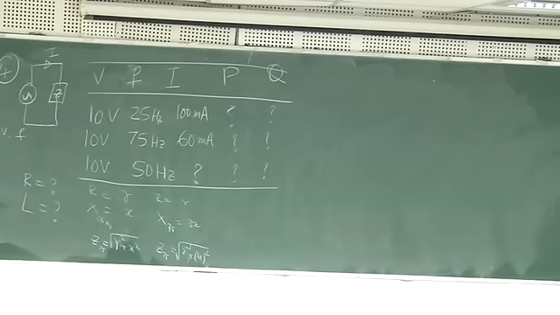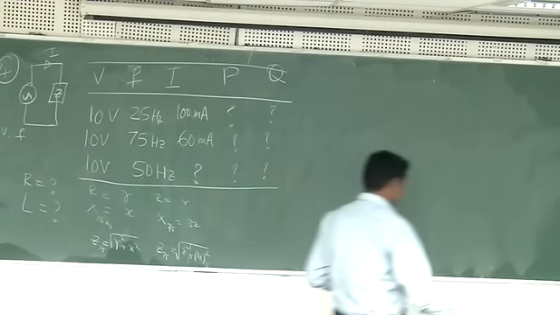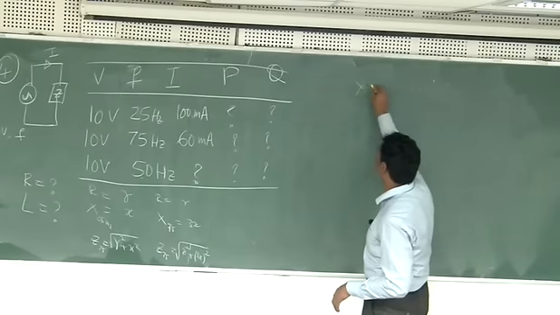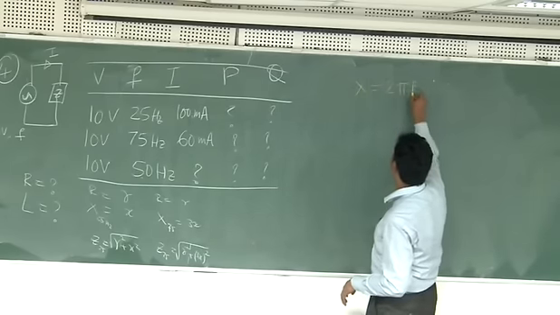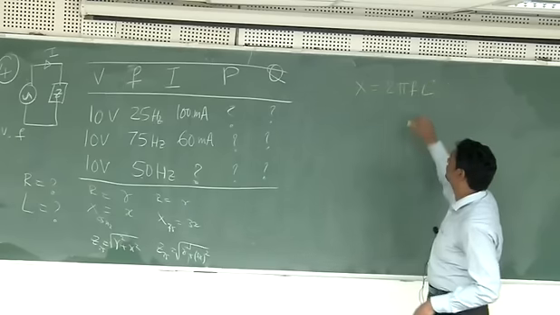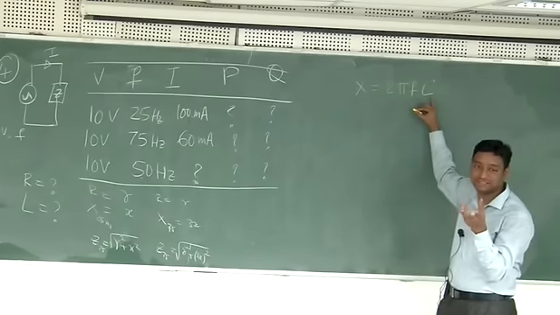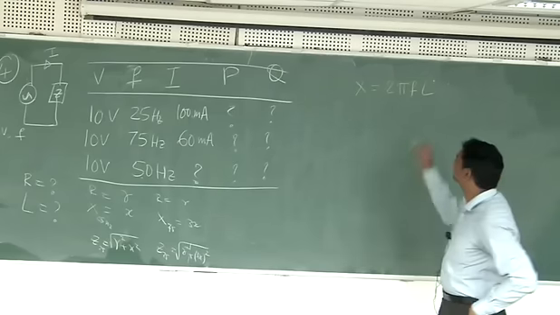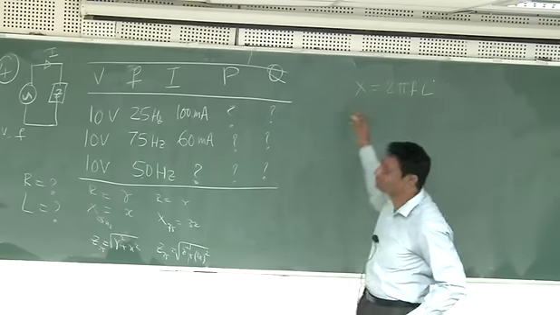Because the frequency is 3 times, it is 3x. So let me write down. The question is, how is it 3x? X is 2 pi f into L. L is fixed because L depends on the dimensions, materials and all. So if frequency is 3 times, x is 3 times.